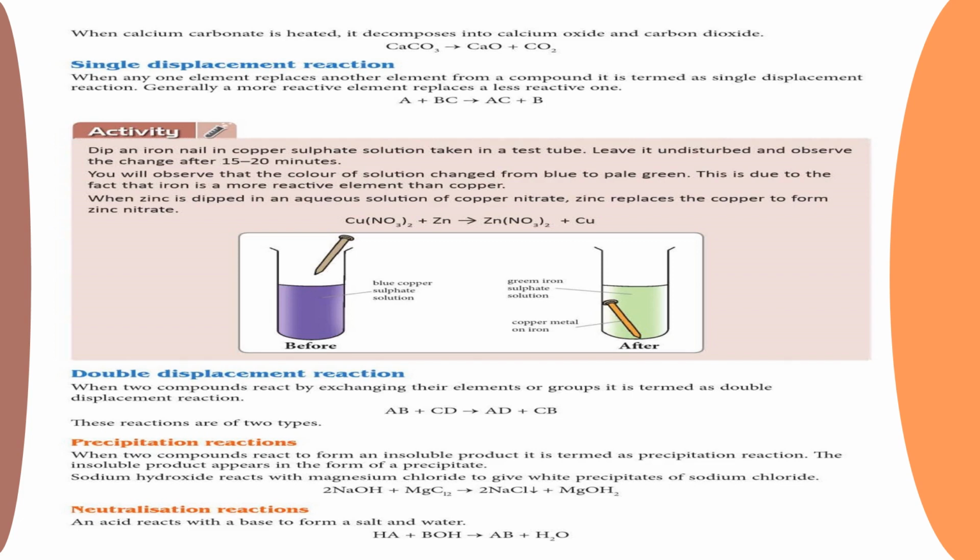Next, precipitation reaction, which is a type of double displacement reaction. When two compounds react to form an insoluble product, it is termed a precipitation reaction. We already discussed the characteristics of chemical reactions. So next, sodium hydroxide reacts with magnesium chloride to give a white precipitate of sodium chloride.